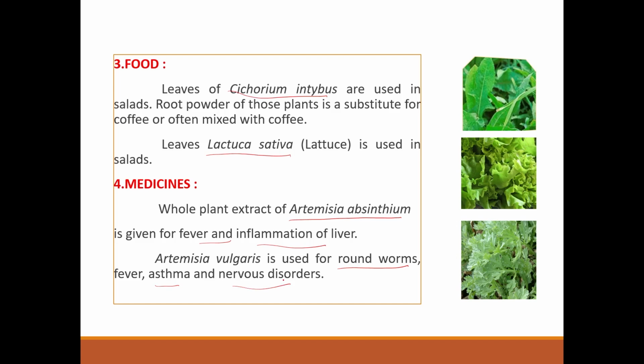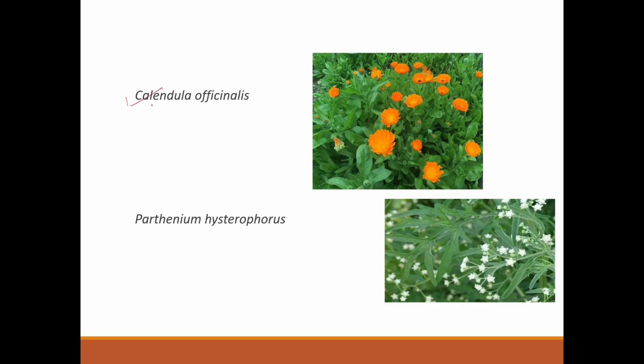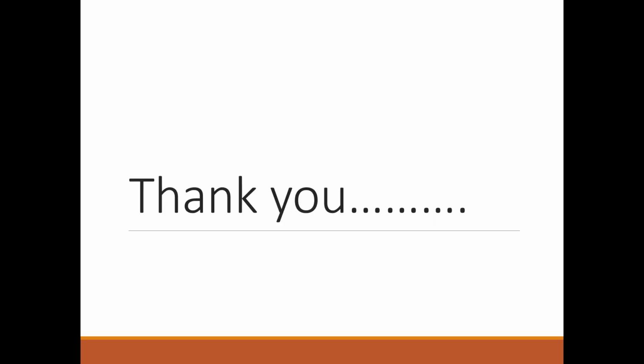These are some of the importance of the family Asteraceae, and besides this, the family yields a number of ornamental plants. Like Tagetes erecta, that is Genda, Helianthus, that is the sunflower, then Calendula, then Parthenium, Hysteroporus. So this particular family produces a number of ornamental plants that grow especially in the winter, so that they give beautiful flowers during this period.